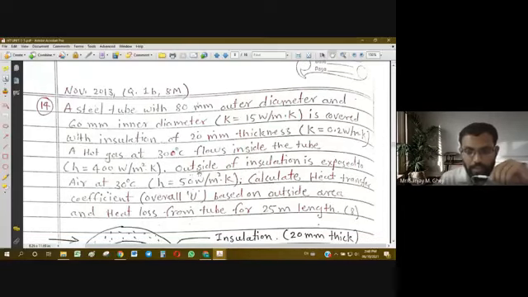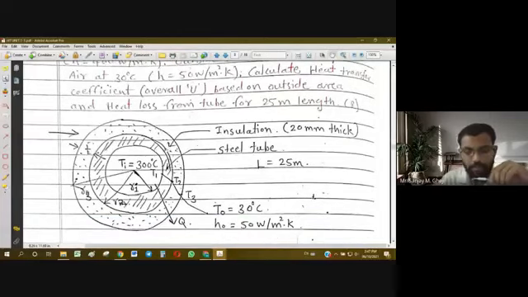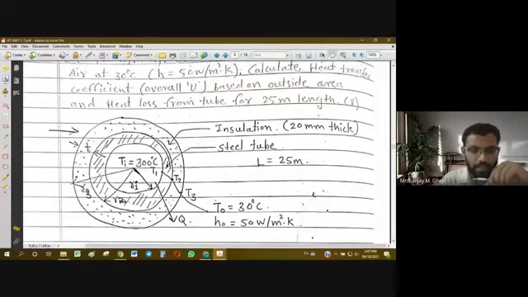Now for this given situation, we have to find the heat transfer rate. First we have to find the overall heat transfer coefficient U, based on the outside area, that is on the air side, and the heat loss from the tube for 25-meter length. So the length of the tube is also specified, 25 meters, and we have to find the heat transfer rate. So from the given situation, we have to draw a diagram like this. Any rough sketch is okay.